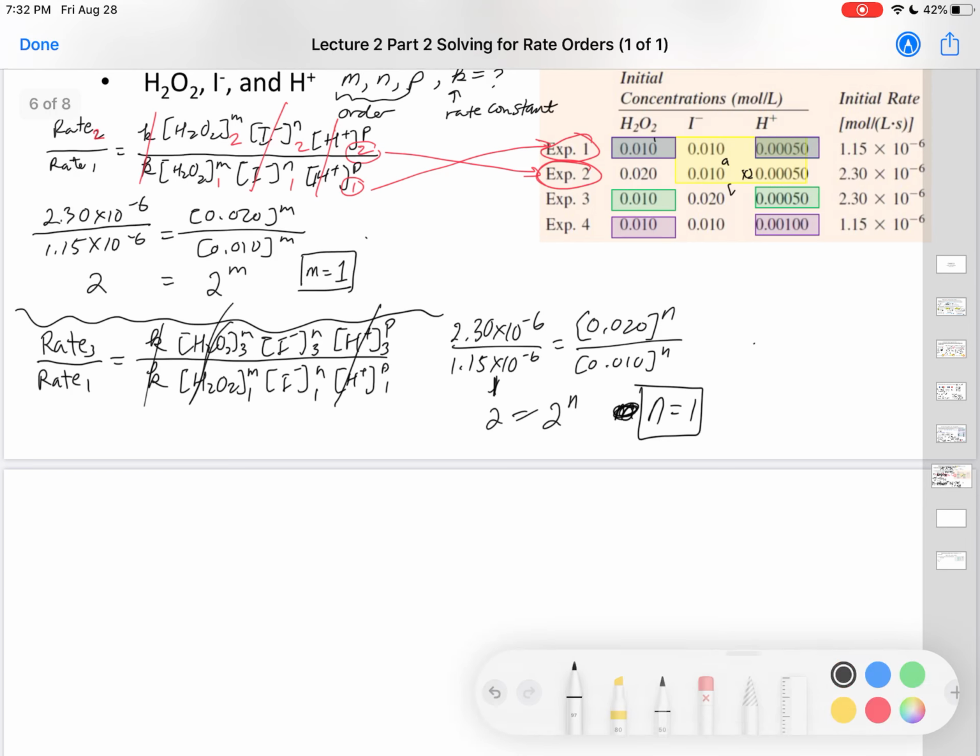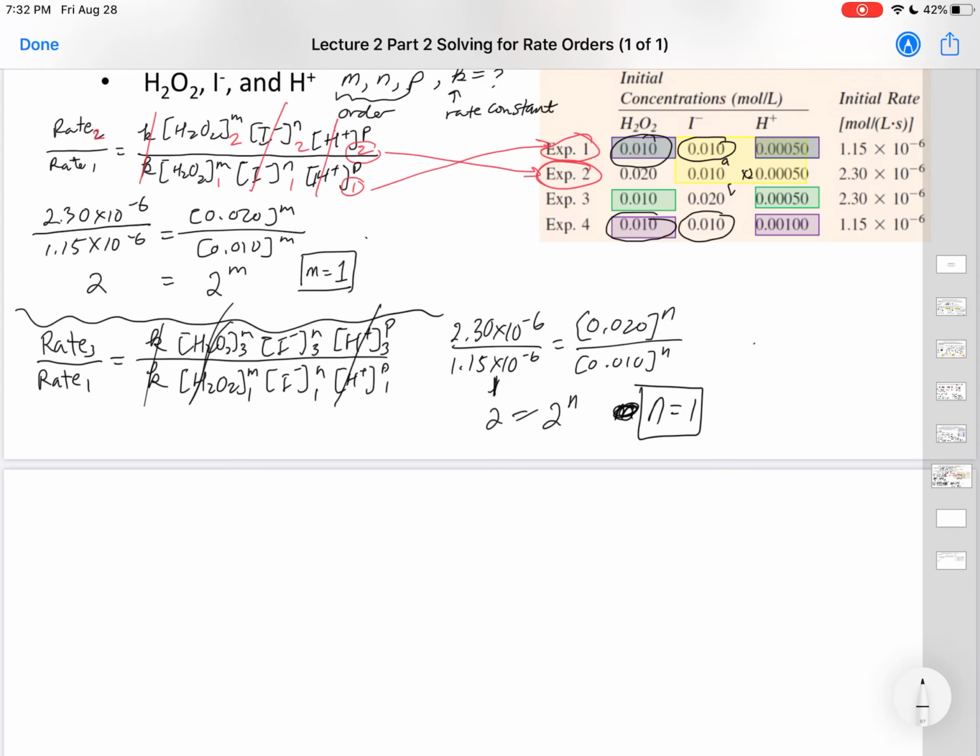Because in experiment 4, H2O2 concentration has stayed the same as experiment 1. Your I minus concentration has stayed the same. And notice you have doubled your H plus concentration. So you're going to go rate of experiment number 4 over rate of experiment number 1 is equal to K times, I'm not going to rewrite all of that. You know that the K cancels out, right?